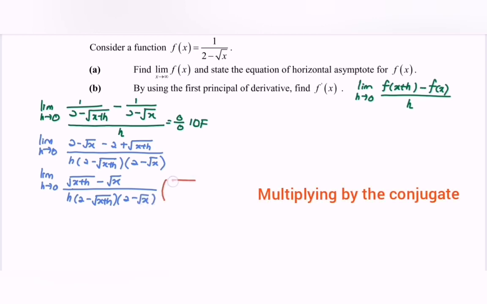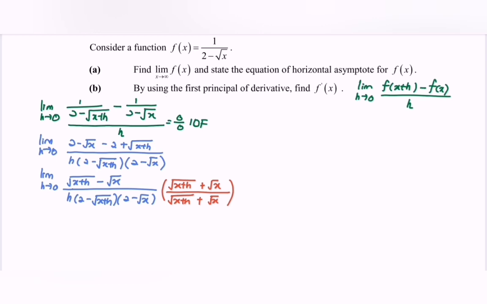So here we have the square root of x plus h minus the square root of x. So the conjugate will be positive: the square root of x plus h plus the square root of x. Do remember, only expand for one part. So focus on the numerator and make use of the formula a squared minus b squared. So limit when h approaches 0: x plus h minus x, over h multiplied with 2 minus the square root of x plus h, 2 minus the square root of x, and the square root of x plus h plus the square root of x.